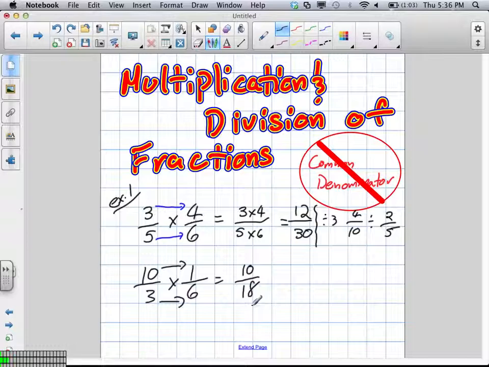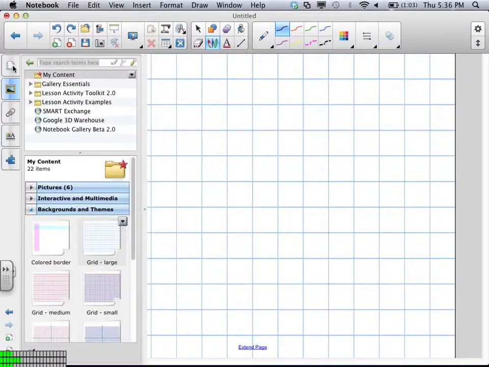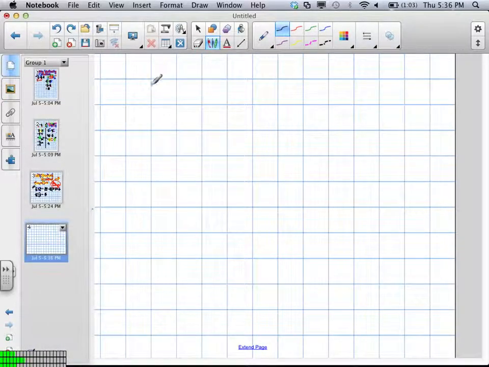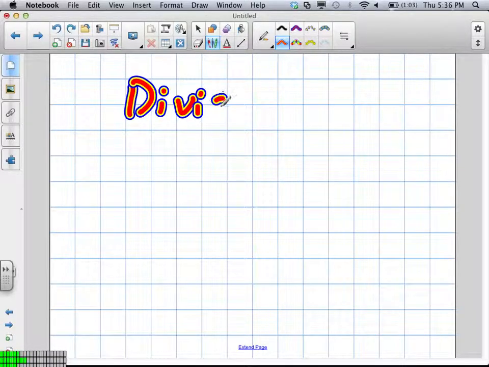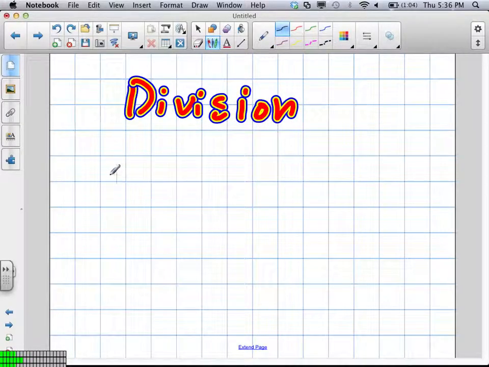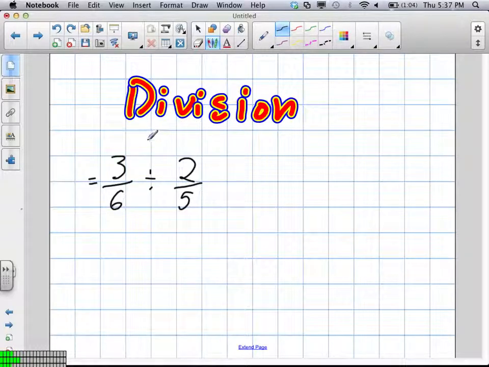Pretty straightforward? Okay. Let's do another page with division. A little more difficult. Division. Same idea, you do not need a common denominator. But you do got to flip the question. So let's say we have 3 over 6 divided by 2 over 5. And we have to change it to multiplication. We want all questions to be multiplication questions because that seems like the easiest style of using fractions.